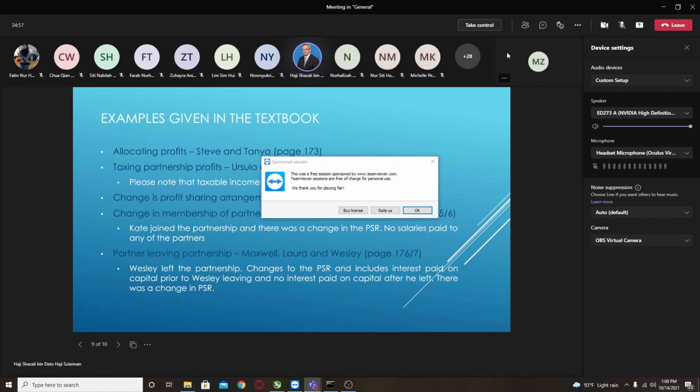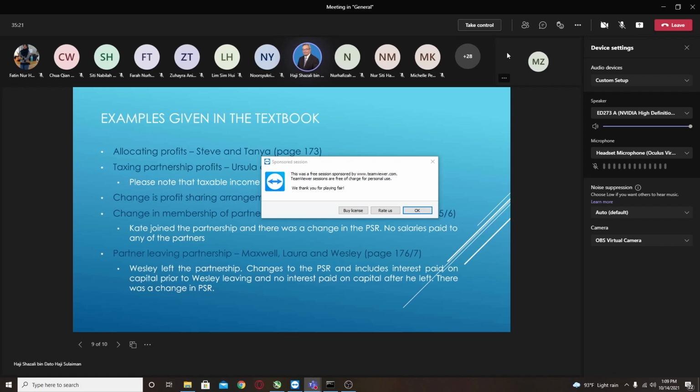Now, in exam questions, it is very common to have changes in the composition of the partners, changes in the salary and profit sharing ratio during the year, not at the end or at the start of the year. Then you need to split the calculation of the profits depending on when certain activities have taken place.